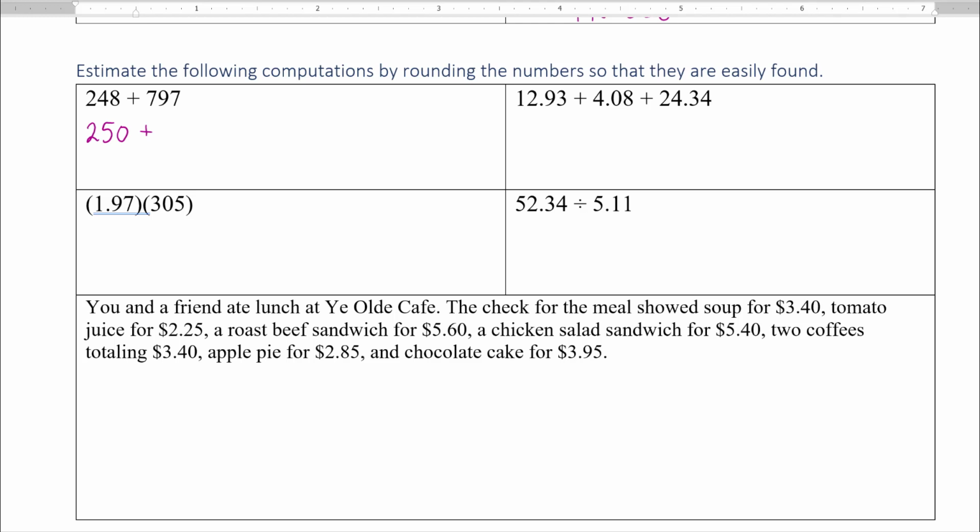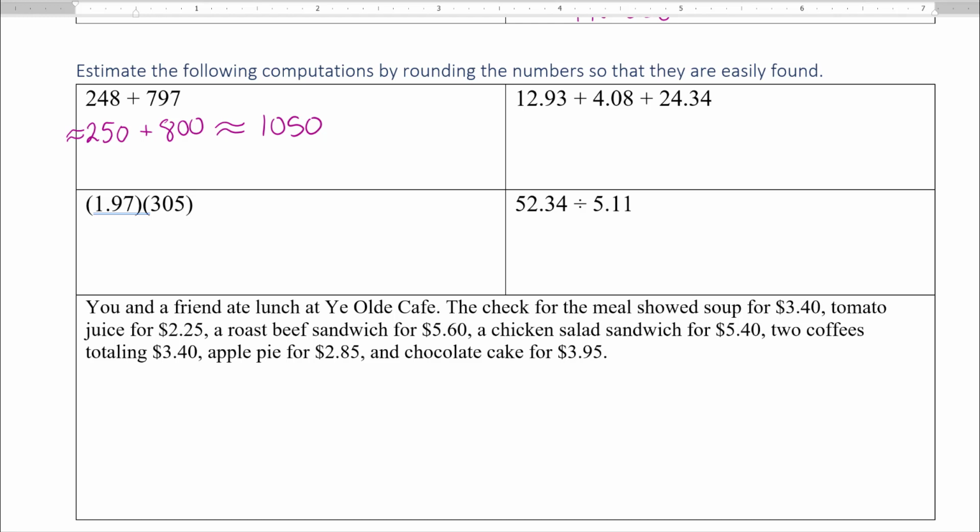And 797 is really, really close to 800 if you're rounding to the tens or if you're rounding to the hundreds. Now I'm going to put this little squiggly equal sign. That squiggly equal sign means approximately equal to. I can't really say that 248 plus 797 does exactly equal 250 plus 800, but it's pretty close. So 250 plus 800, in my head I can add that really easily and I get 1050. So it's approximately equal to 1050, just trying to get a quick estimate.